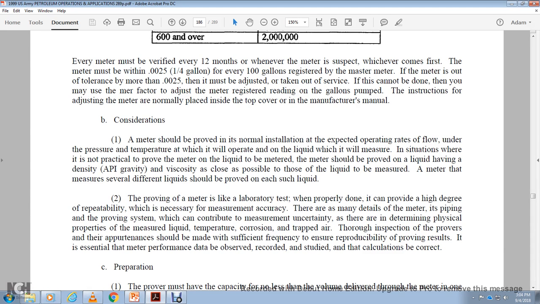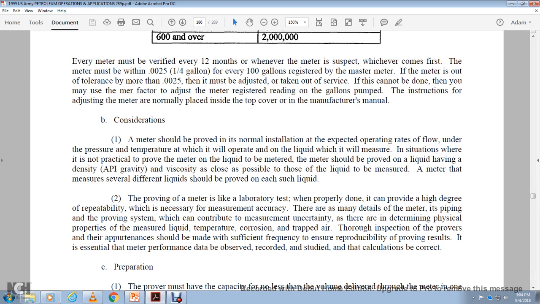A meter that measures several different liquids should be proved with each of those liquids. Proving of the meter is likely a laboratory test, done with a high degree of repeatability, which is necessary for accurate measurement, along with the detail of the meter piping and the proving contributed to the measurement. Uncertainty comes from determining the physical properties of the measured liquid, temperature, corrosion, and trapped air. Inspection of the prover for air should be made sufficiently frequently to ensure reproducibility of the proving results.